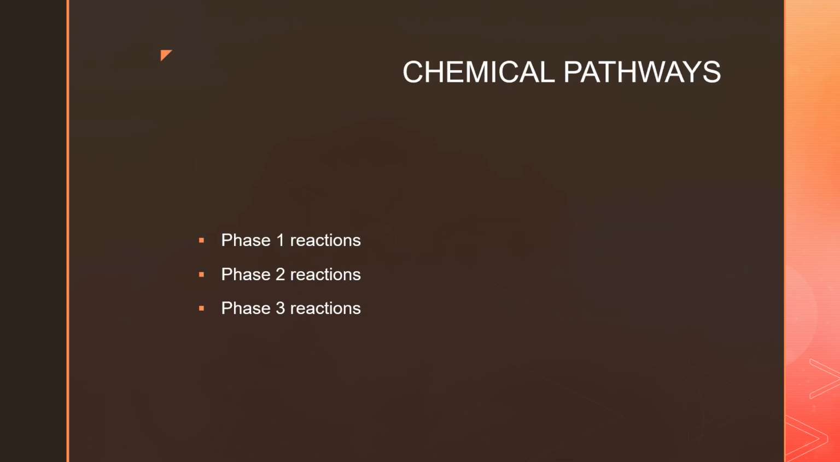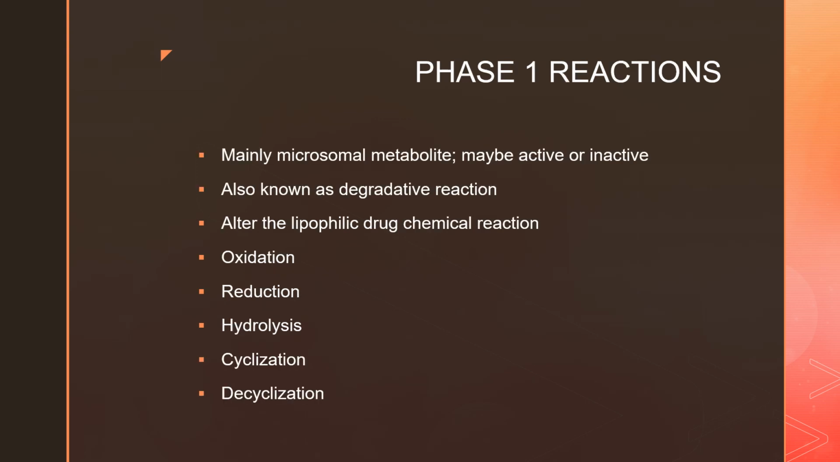So there are three chemical pathways involved, that is phase 1, phase 2 and phase 3. Phase 1 is known as the degradative reaction. Here it is mainly microsomal, producing metabolites which might be active or inactive. It is also responsible for the alteration of the lipophilic drug chemical reaction. So five types of reactions occur over here. The drug can undergo oxidation, reduction, hydrolysis, cyclization or decyclization.